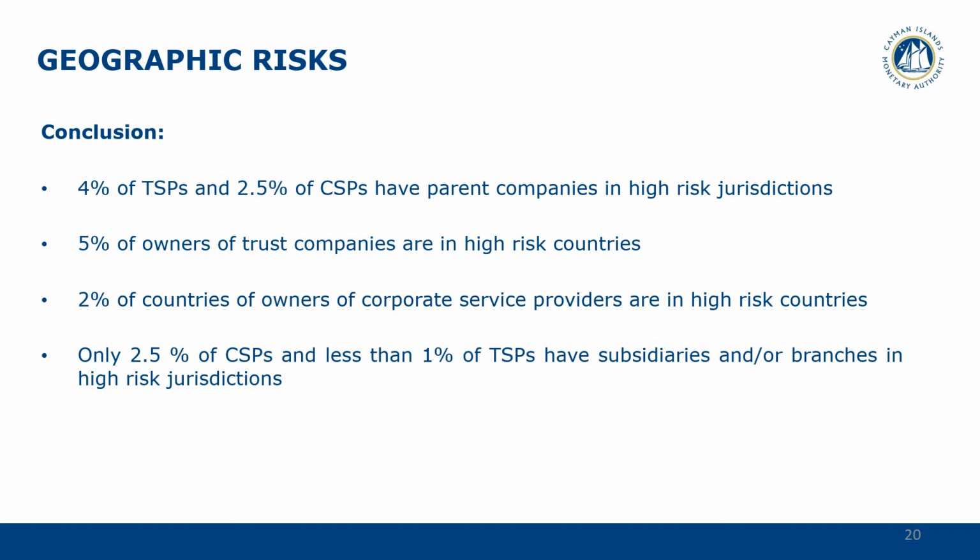For example, only 4% of TSPs and 2.5% of CSPs had parent companies in high-risk jurisdictions. 5% of the owners of trust companies were in high-risk countries. 2% of countries of owners of corporate service providers were in high-risk countries. And only 2.5% of CSPs and less than 1% of TSPs have subsidiaries or branches in high-risk jurisdictions. On this basis, the risks were considered medium-low.